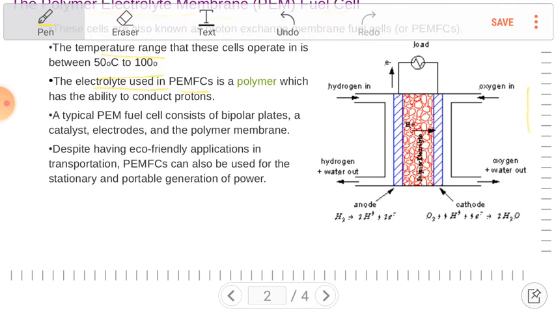A typical PEM fuel cell consists of bipolar plates, a catalyst, electrode and polymer membrane, as we can see in the diagram. It is eco-friendly and it can be used for stationary and portable generation of power.